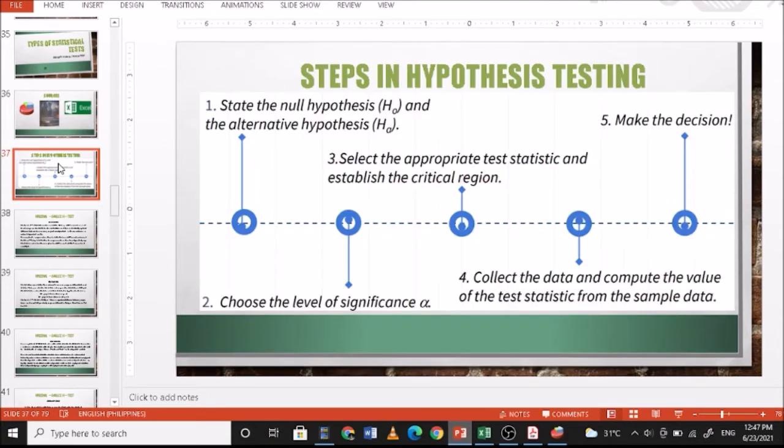So, as a review, these are the steps in hypothesis testing. Number 1, state the null hypothesis and the alternative hypothesis. Number 2, choose the level of significance. Number 3, select the appropriate test statistic and establish the critical region. Number 4, collect the data and compute the value of the test statistic from the sample data. And number 5, make the decision.